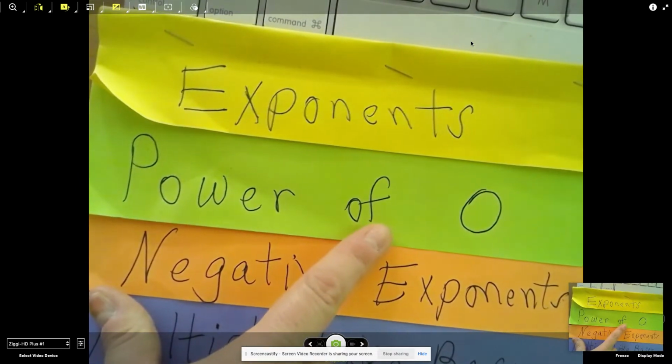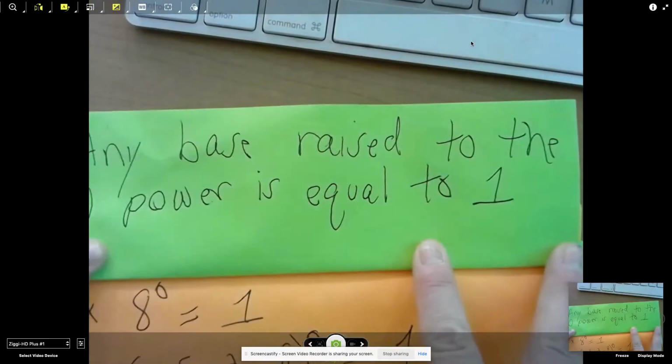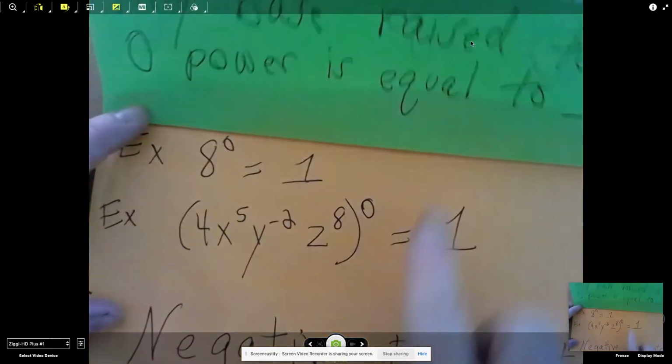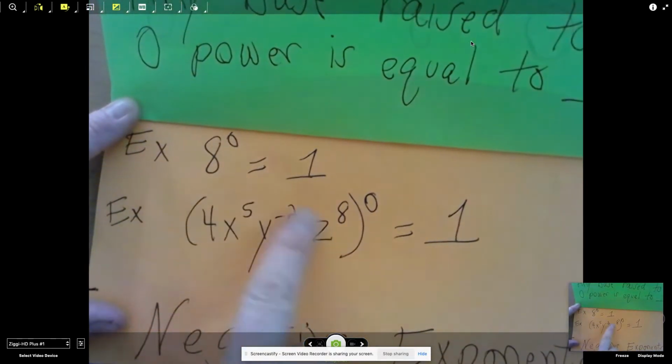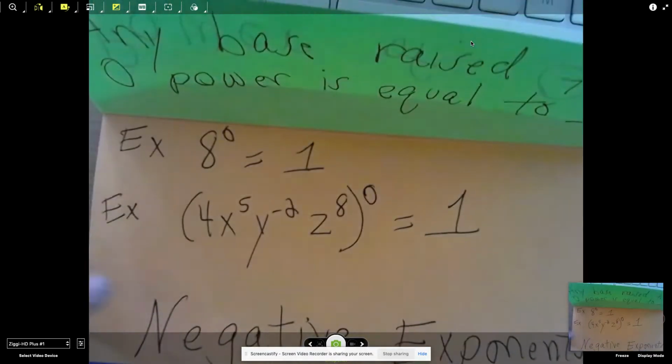So one rule you have to memorize is power of 0. Everybody did it in class. Any base raised to 0 power is equal to 1. It doesn't matter if it's a short example or a whole bunch of stuff in parentheses. If it's raised to 0 power, it's always going to be equal to 1.